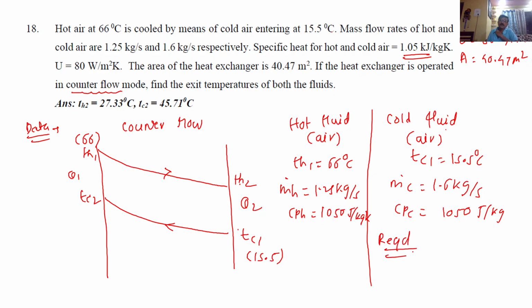So what is the required answer? Number 1, TH2, and number 2, TC2. So it is very much clear. If the two temperatures are unknown, that is asked in the question, that means we need to follow the epsilon NTU approach to solve the problem. The LMTD approach is not an option for this. We can't solve the problem by LMTD. So if I want to start the epsilon NTU approach, I need to find out the heat capacities, CH and CC.